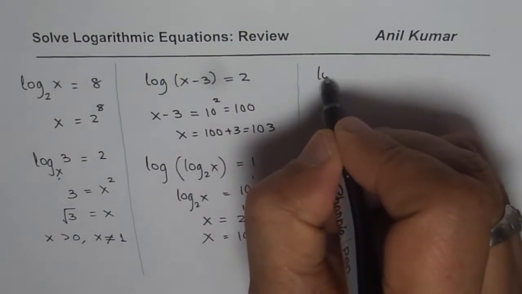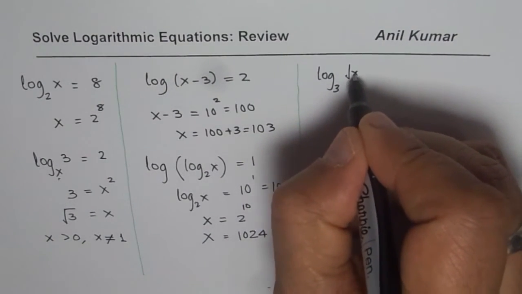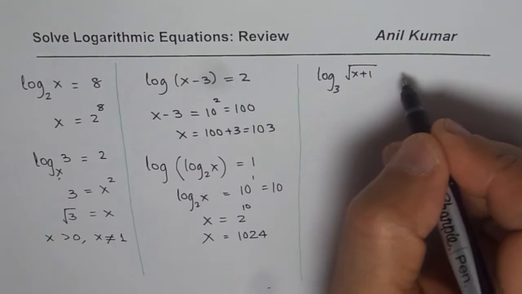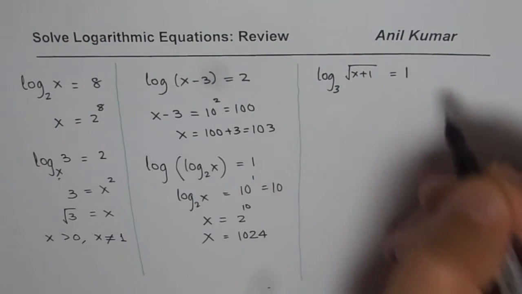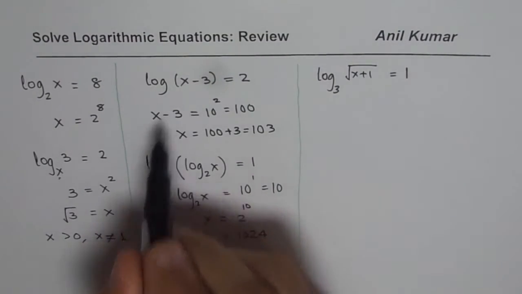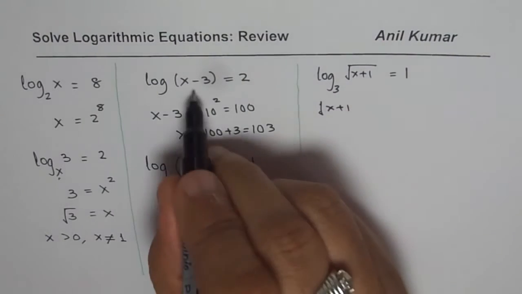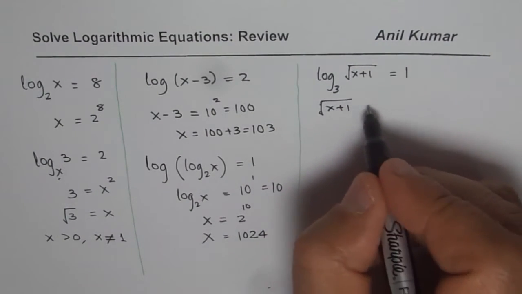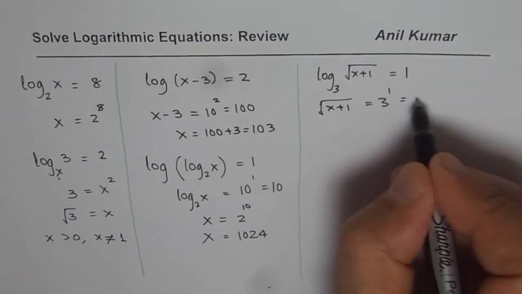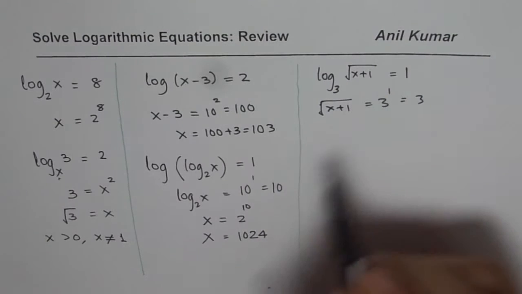Let me give an example. For example, we could have log, and let me say base 3, of square root of x plus 1, and let's say it is equal to 1. Then what happens? We'll follow the same rule, 3 to the power of 1. So square root of x plus 1, kind of same steps. Instead of x minus 3, square root of x plus 1 is equal to 3 to the power of 1, which is 3, right?